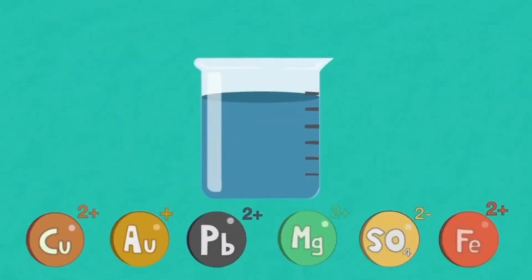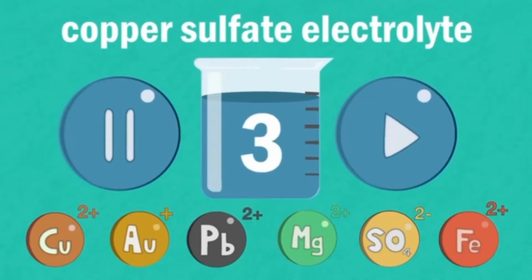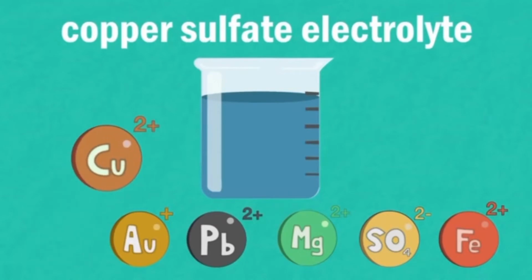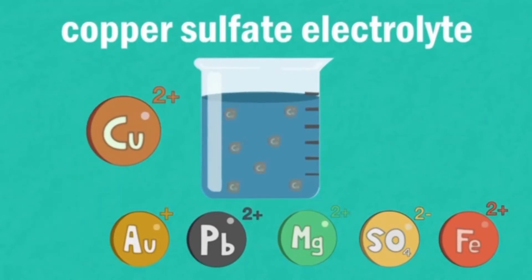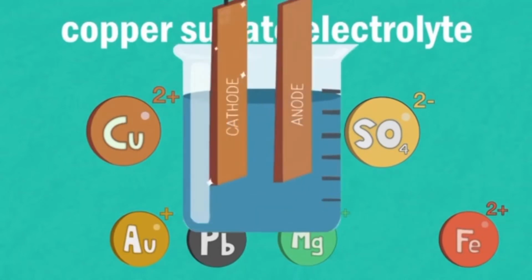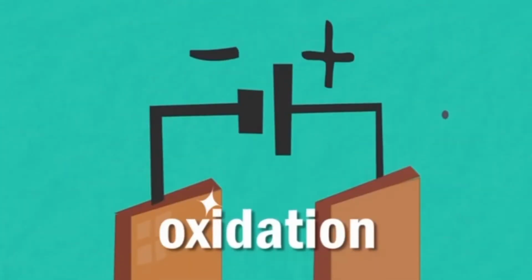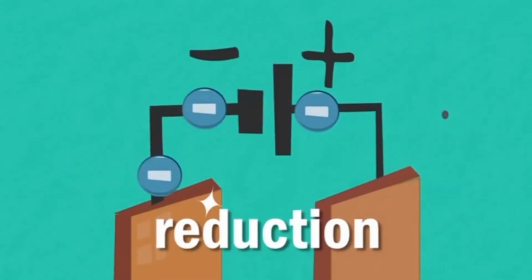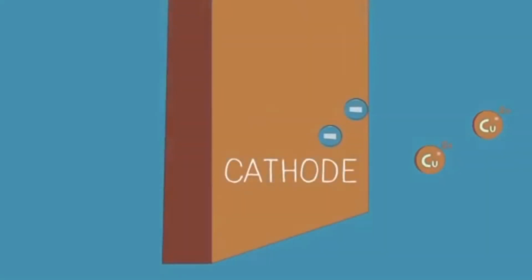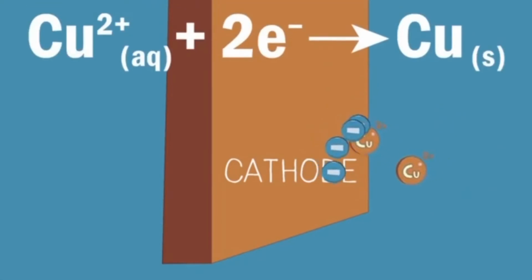What ions do you think are present in the copper sulfate electrolyte? The answer is that copper 2+ ions are present in the electrolyte along with sulfate ions. And it's the copper 2+ ions that will move between the anode and the cathode, allowing oxidation and reduction to occur. At the cathode, copper 2+ ions are deposited as copper, as shown in the equation.